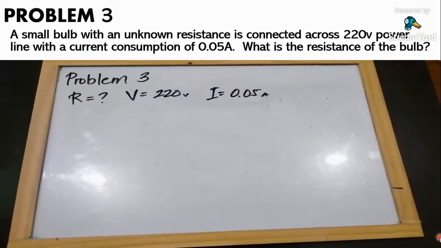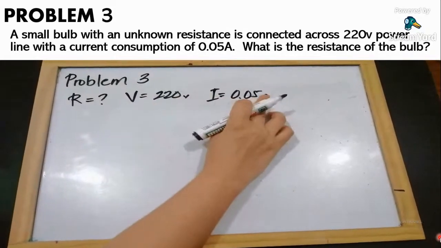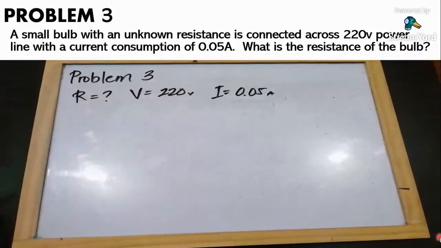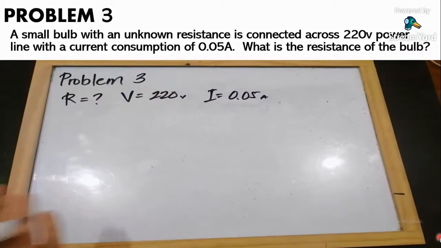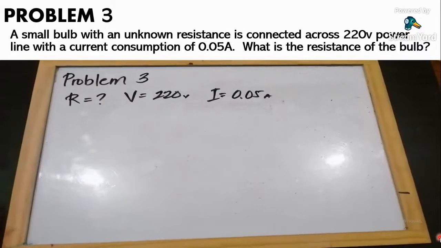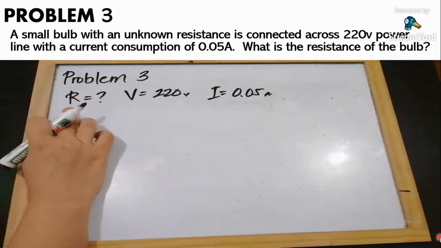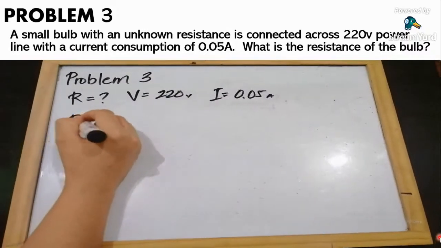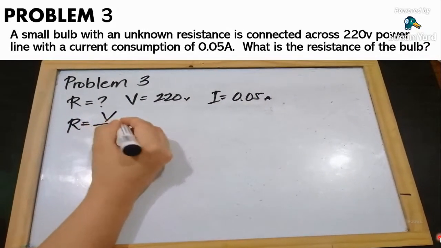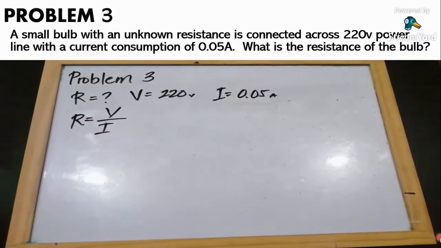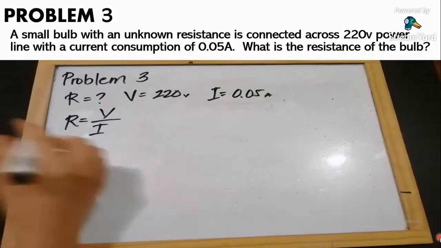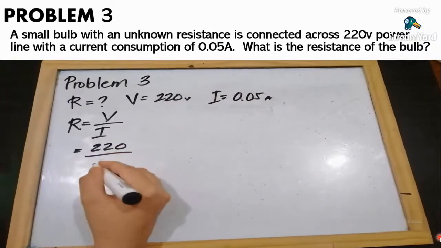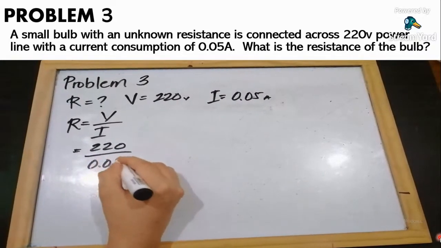Okay? Now, actually kahit hindi nyo muna lagyan ng unit dito, understandable naman siya kasi may nakalagay. So, pero yung final answer dapat laging may unit. Okay. So, you have the given, alam nyo na kung ano yung hinahanap. Formula na tayo. So, resistance is equal to voltage divided by current. Then, substitute natin ngayon. So, you have 220 volts divided by 0.05.